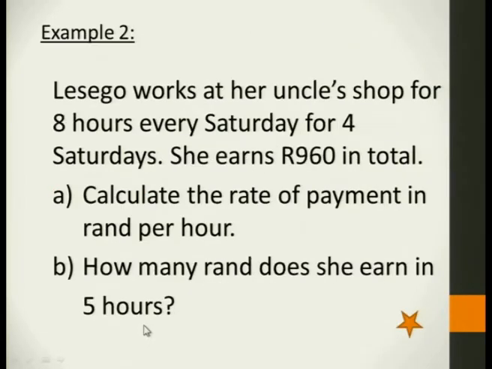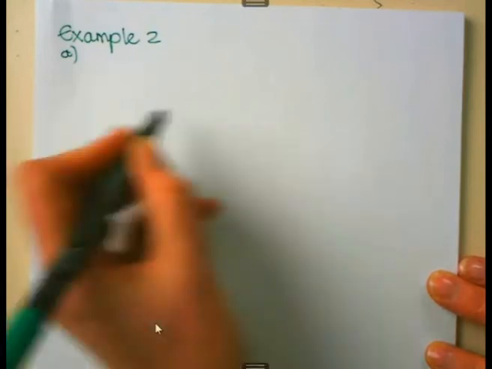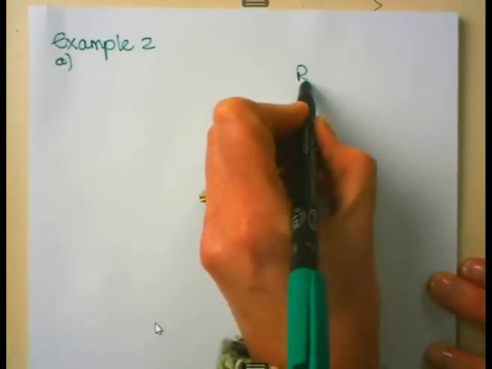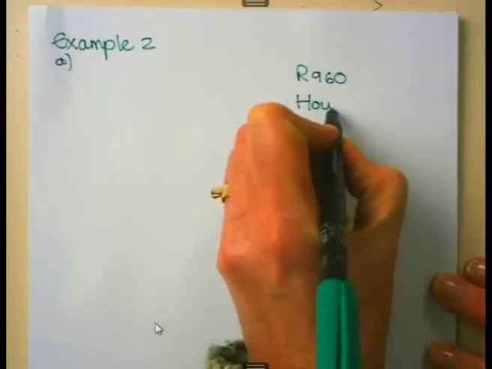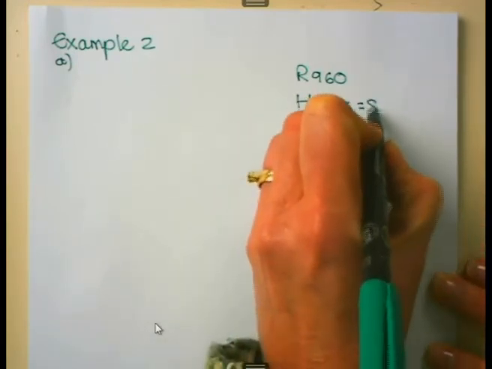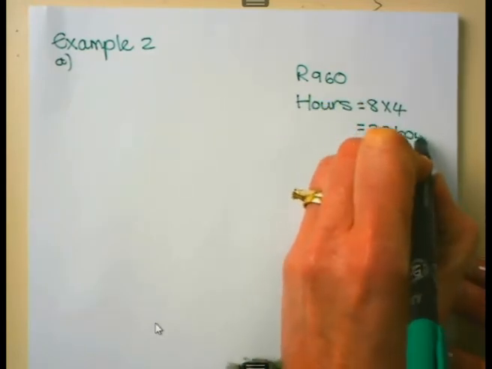Another example here, Lesego works at her uncle's shop for 8 hours every Saturday for 4 Saturdays. She earns 960 rand in total. Calculate the rate of payment in rand per hour. Example 2, let's look here. Rand is 960 rand, and the hours, how many hours does she work? 8 hours and 4 Saturdays, so it will be a total of 32 hours.